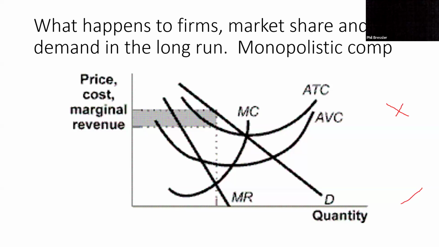All right. I see an AVC curve, but the price is above AVC. I'm making money. I'm not shutting down. All right. What happens to firms? Enter or exit? Charlie, I'll go back after we get through with this slide. Yes. All right. They're going to enter.